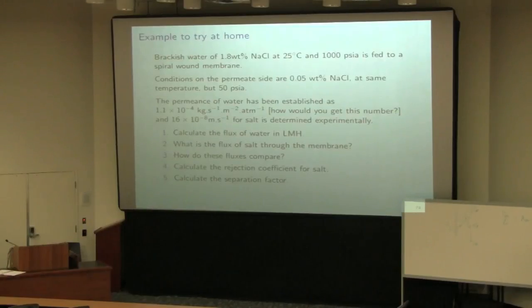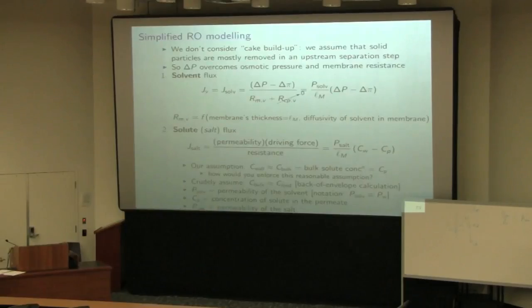That's the permeance for the solvent, and then the salt has its own mass transfer coefficient. So just update your notes a little bit. I've fixed up the units. They were correct in the original notes, just not expressed in an appropriate way. Here the mass transfer coefficient for salt through the membrane is 16 times 10 to the minus 8 meters per second. That refers to this term over here.